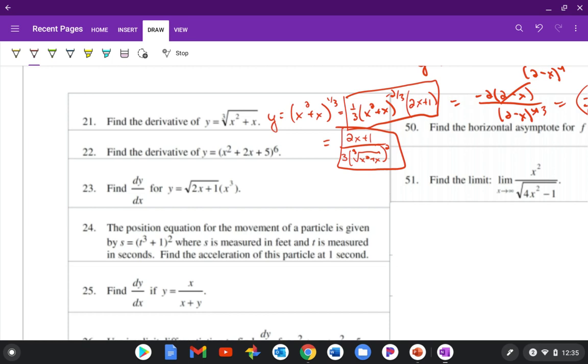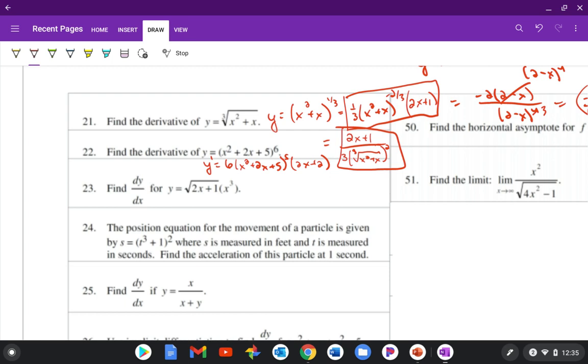Next one's a little bit easier. Find this derivative, again, using really a combination of the chain rule and the power rule. We bring the 6 down in front for y prime, keep the inside the same, subtract 1 from the exponent, and then multiply by the derivative of the inside, which is 2x plus 2. And we'll leave it like that for now, it's fine.